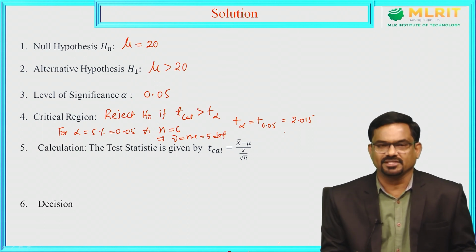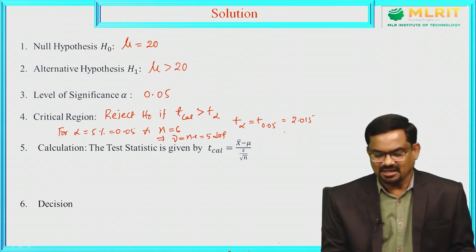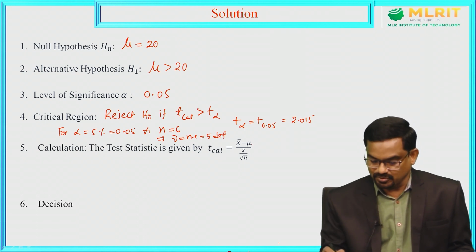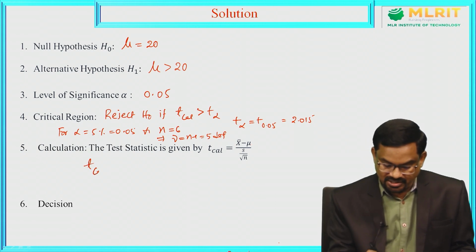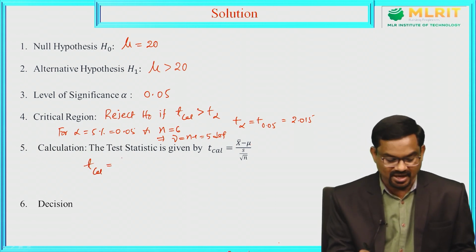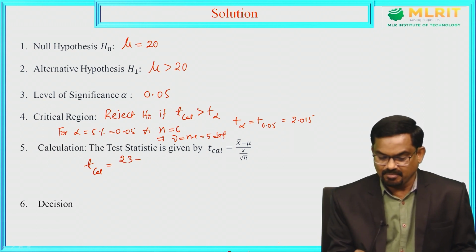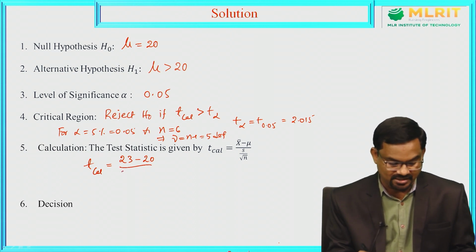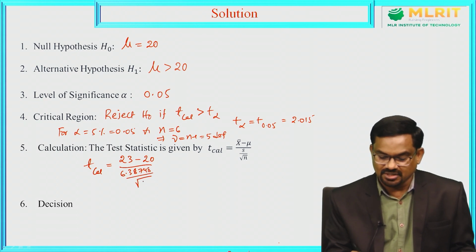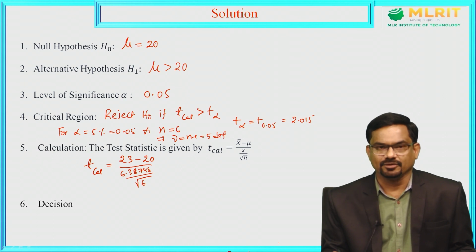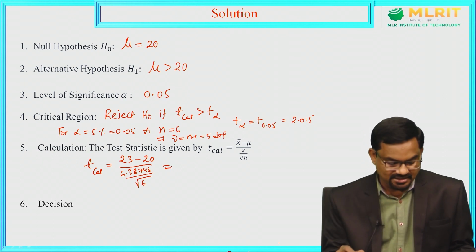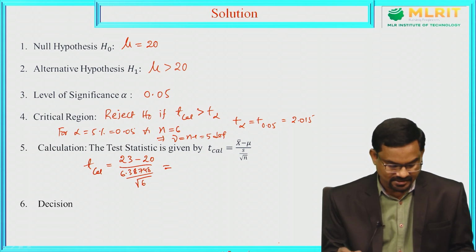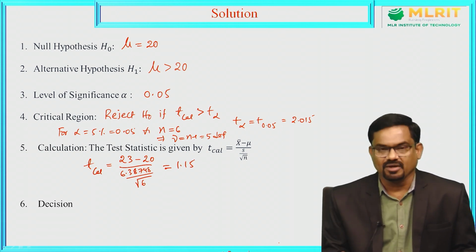Now, coming to the fifth step, we need to compute the calculated value using the test statistic. T calculated is x bar minus mu divided by s by root n. So we have the values. T calculated: x bar that we have calculated as 23 minus the given 20, divided by the standard deviation that we have also calculated, 6.38748, divided by root n, with n equal to 6. After finding the value of T calculated, we got 1.15.